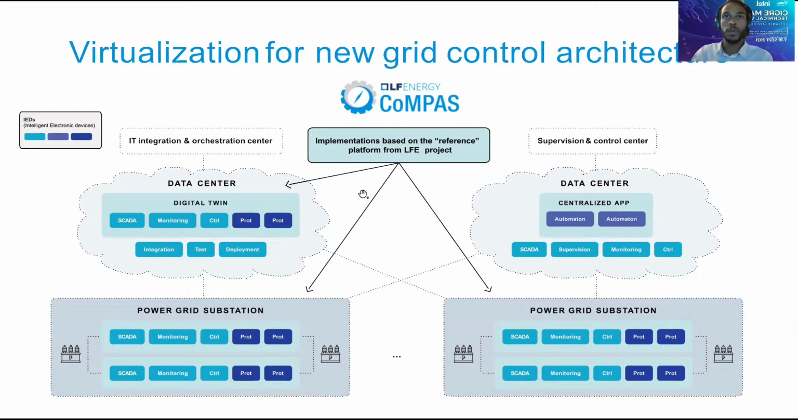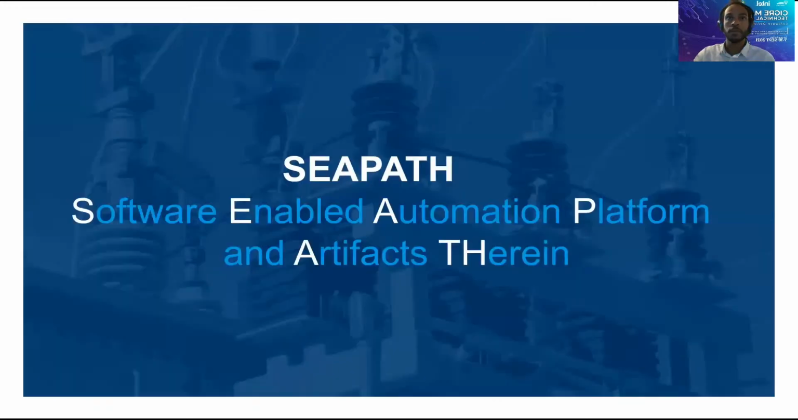So that is the idea: an implementation of a reference platform that can host all the functionalities. And there is another project at the Linux Foundation Energy, Compass, that aims to set up and configure all the functionality that will be hosted on this platform. The platform we are talking about, in our case, we think could be good if it was CPAth, Software-Enabled Automation Platform, Artifact the Rain. That's the platform we are developing with the LF Energy.